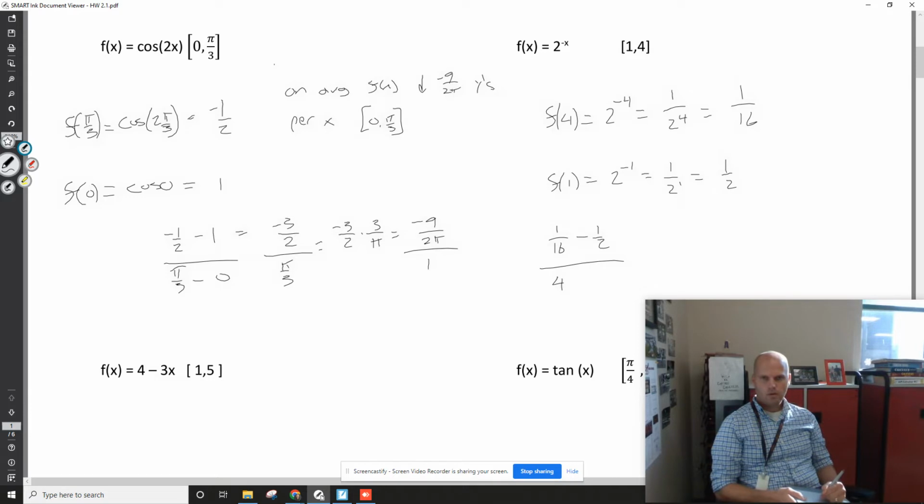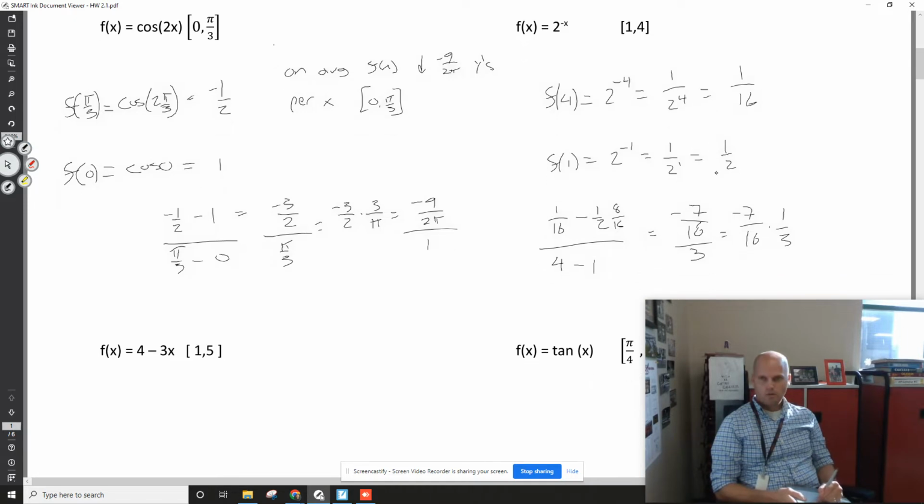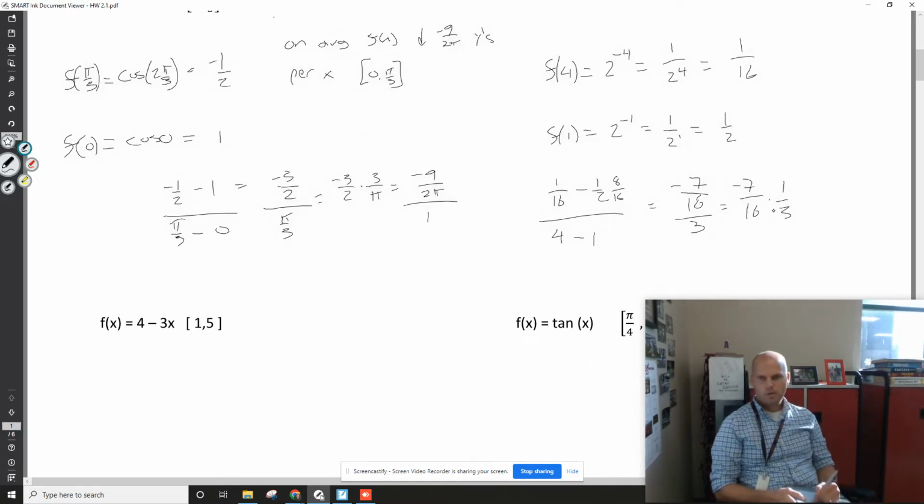Over the course of 3x's. This is 8 sixteenths, so I went down 7 sixteenths over the course of 3x's. Dividing by 3 is the same as multiplying by a third. Went down 7 sixteenths over the course of 1/3. 7 sixteenths times 1/3. What's that? 48. I went down 7 y's per 48 x's, or I went down 7/48ths of a y per 1x.